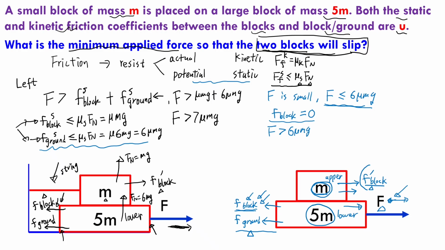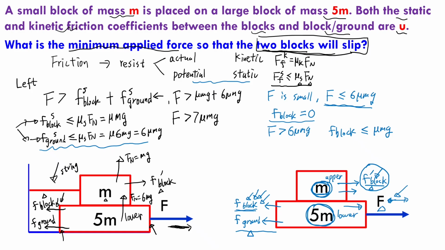So this lower block would have a larger acceleration. But this friction force between the small m and 5m, there's a limit. We know this friction force here, F block, the friction force from the upper mass to the lower mass, is going to be smaller or equal to mu mg. And this is the only force applied onto this upper block.